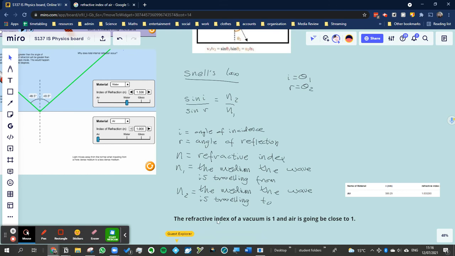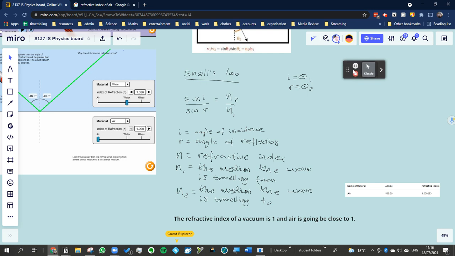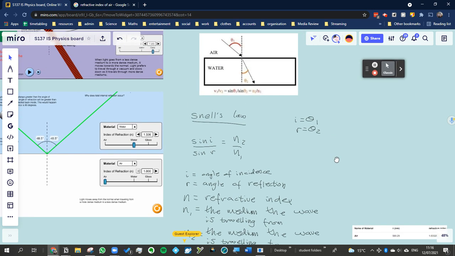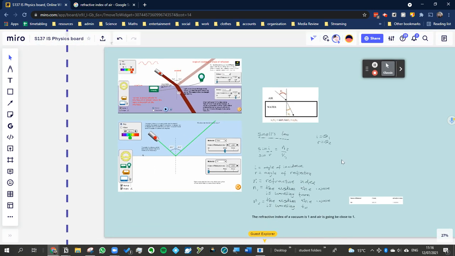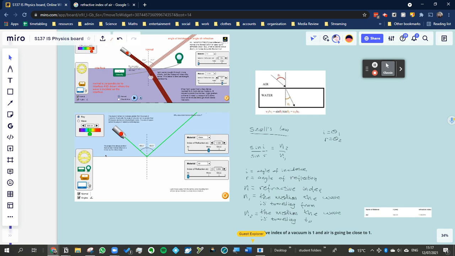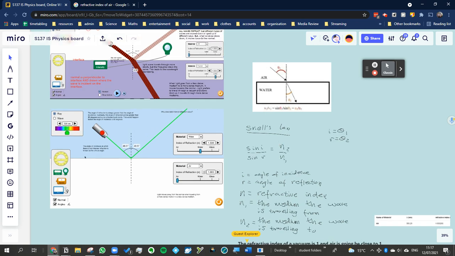So we've gone over refraction and what refraction is. When any wave goes from one medium to another and changes speed, the direction of the actual wave itself changes. Usually, when we're talking about refraction, we only tend to look at light waves, but it does actually happen with all waves.